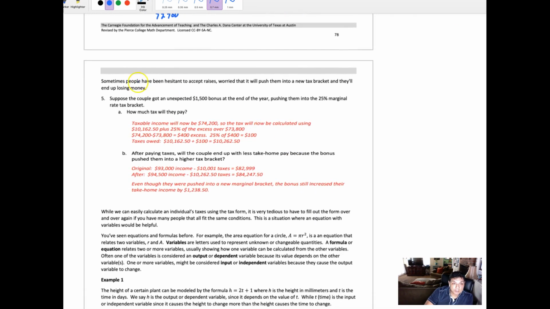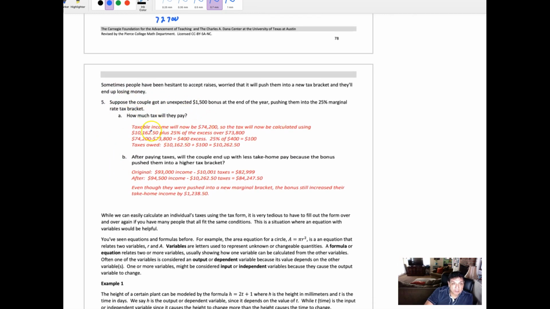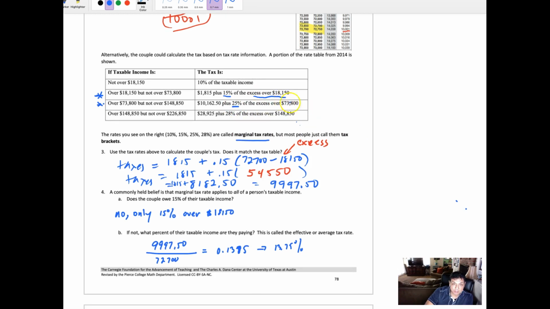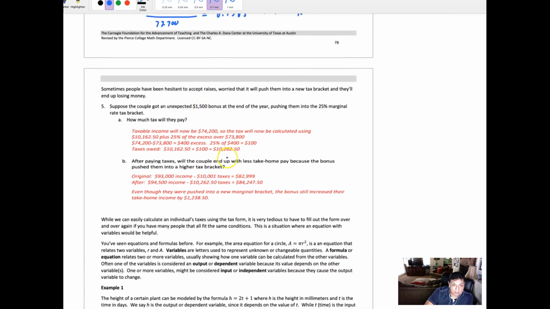Before we do that, there's one last problem to look at for the introduction of 2.4. Here's another situation. You can pause and look at this. But imagine the couple gets a 1,500 bonus. Now they end up with 74,200 as their amount, and they get pushed into a higher tax bracket. That means they get charged a higher marginal tax, 25% of what's over that. Notice that the 1,500 bonus actually requires them to pay more in taxes.